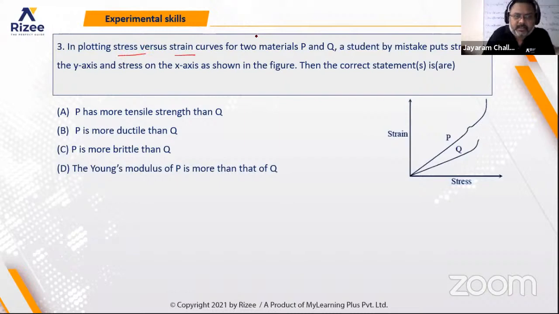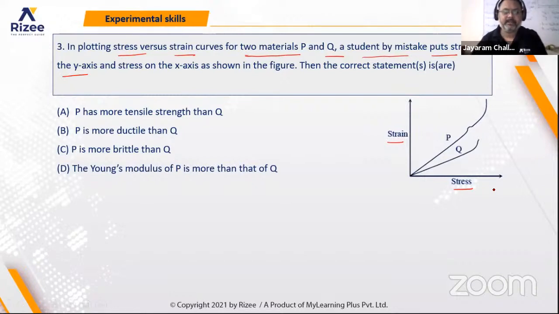In plotting the stress versus strain curve, for two materials P and Q, a student by mistake puts strain on the y-axis. Okay, strain he has taken on the y-axis and stress on the x-axis here. Which of the following statements can be true? That's what he is asking, and this is also a multiple answers question. When you observe carefully, these types of questions can be asked in the NEET also, please.